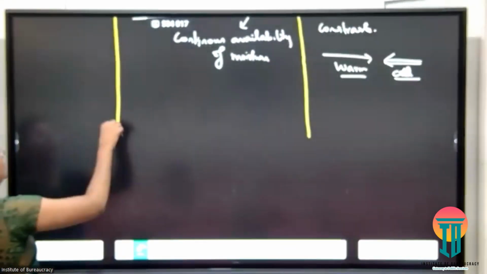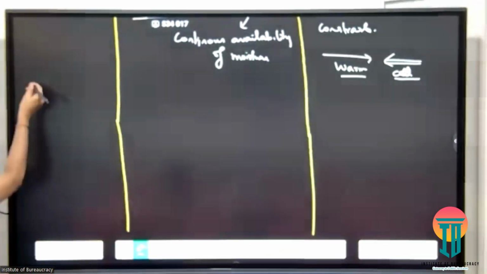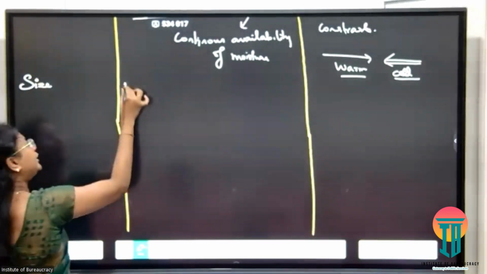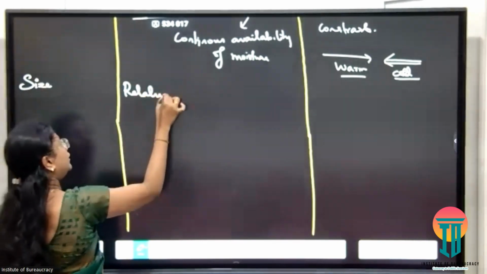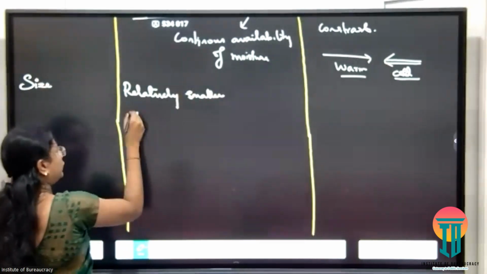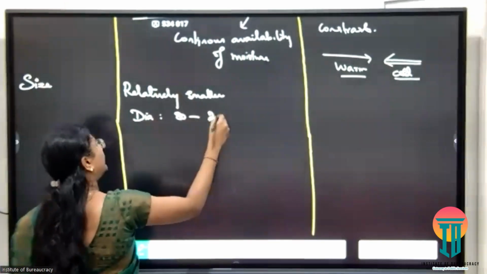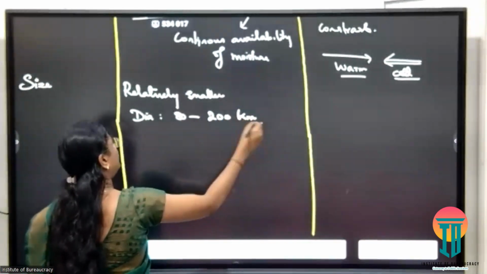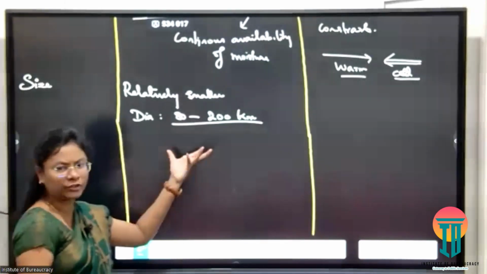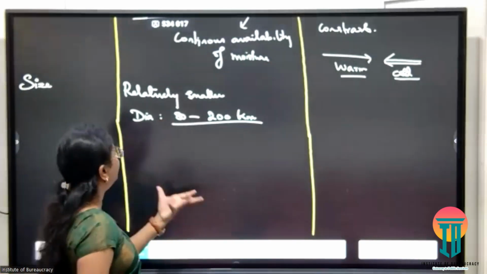Fourth, size. For tropical cyclones, they are relatively smaller. The diameter can vary from 80 to 200 kilometers wide. There are some cases of larger tropical cyclones, up to 300 or 400, but we are taking the average value of 80 to 200 kilometers diameter.